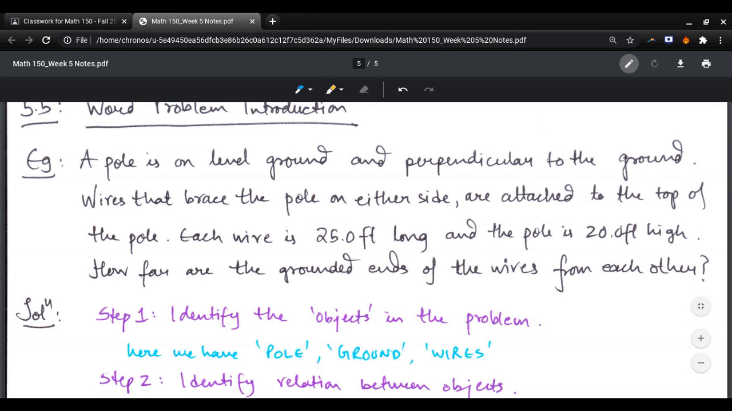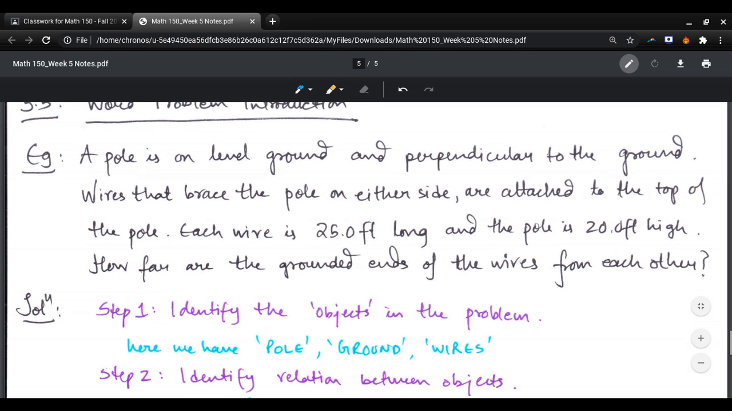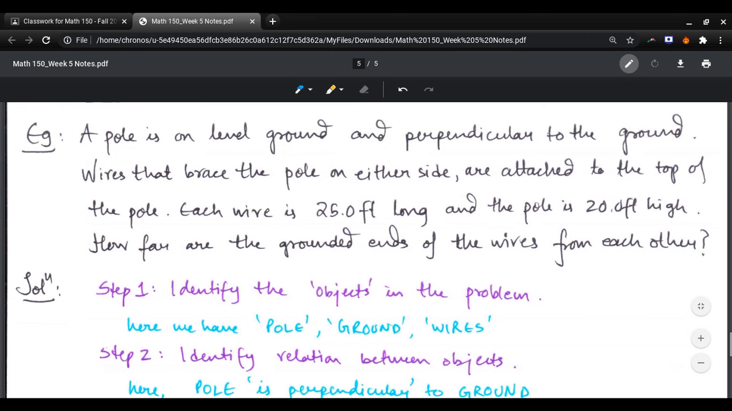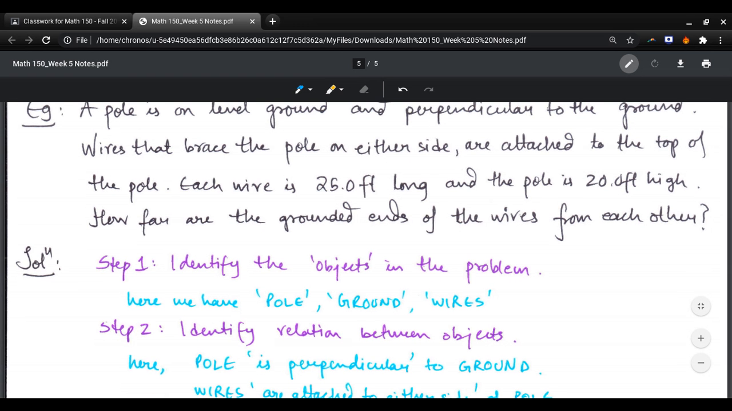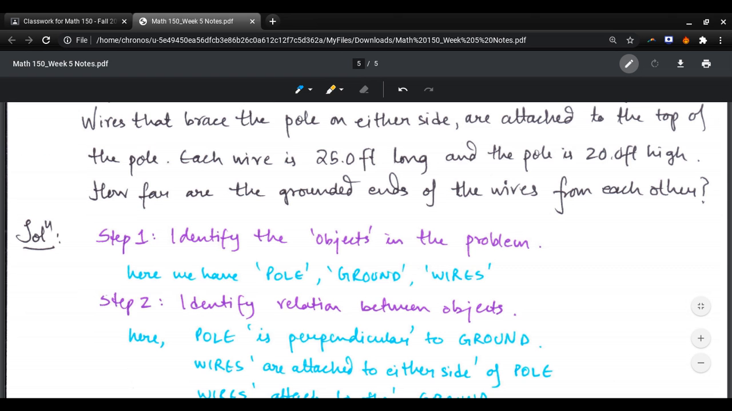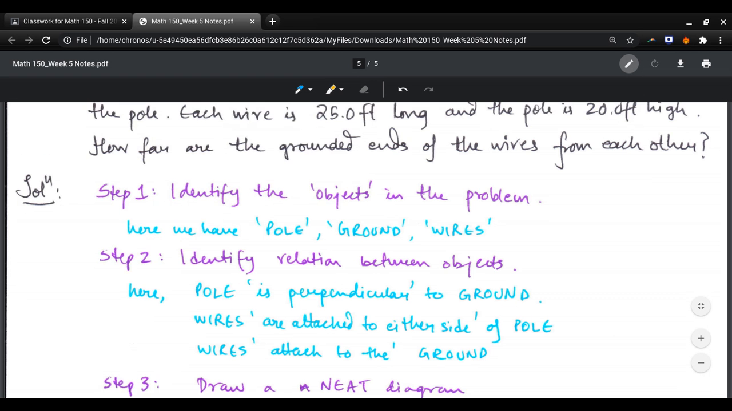In general, problem-solving strategy involves these steps. Step 1. Identify the objects in the problem. What are the things that the problem is talking about? Over here, you can identify the objects as being a pole, a ground, and some wires. Step 2. Identify the relationship between these objects. Here, the pole is perpendicular to the ground. The wires are attached to either side of the pole, which means there are two wires. Wires attached to the ground, so they go from the pole to the ground.